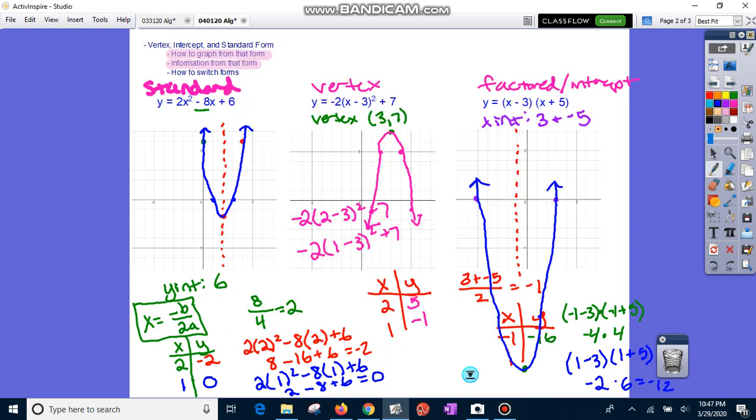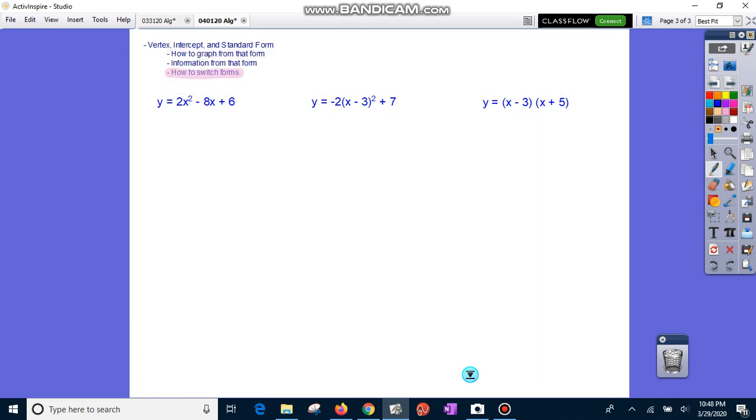Okay, this is the second video. We just got done talking about how to graph from that form and the information from that form. We're now going to go over how to switch forms. So again, this is standard form that we're starting off with. We have vertex form and we have factored or intercept form that we can work with. And then we're going to go from there with each of these forms.